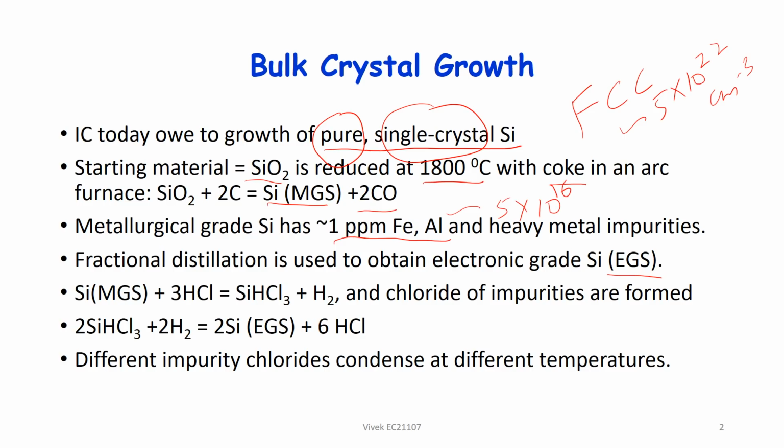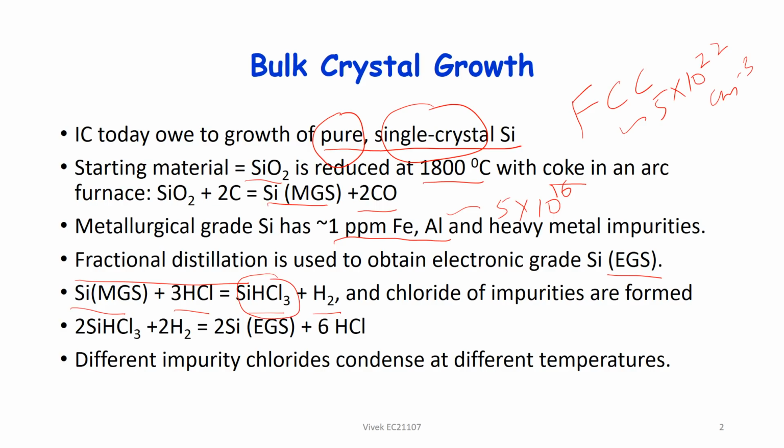Now for electronic grade silicon we need further pure silicon. That purity is obtained by fractional distillation. Fractional distillation is used to obtain electronic grade silicon. What is done here: the metallurgical grade silicon, we react it with HCl to form silane, SiHCl3, and hydrogen gas. This SiHCl3 is distilled.